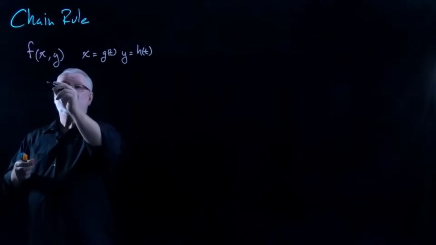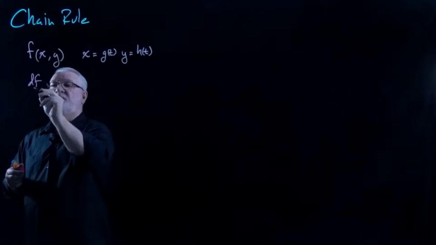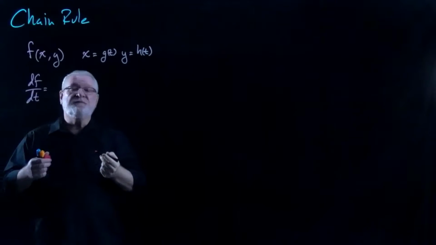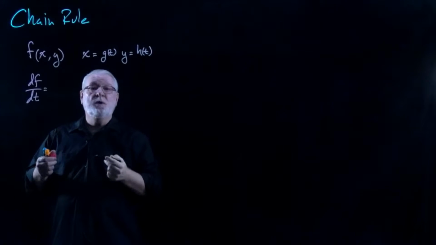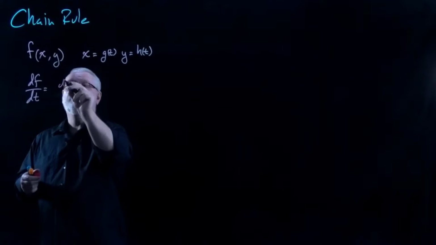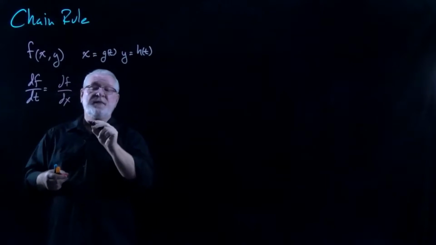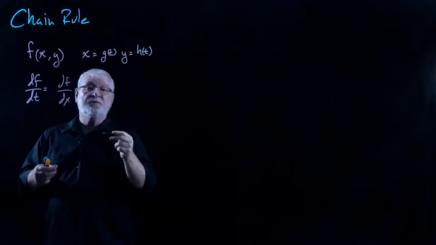A quick refresher of what the chain rule would mean for this particular derivative. So if I wanted the derivative of f with respect to t, what I would first need is a partial derivative of f with respect to x. And then I would multiply that by the derivative of x with respect to t.